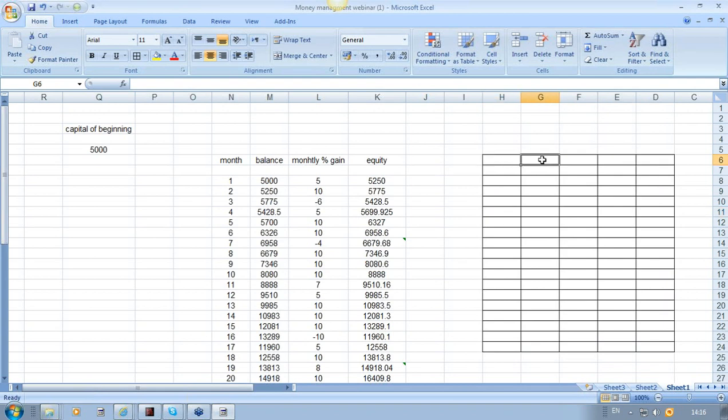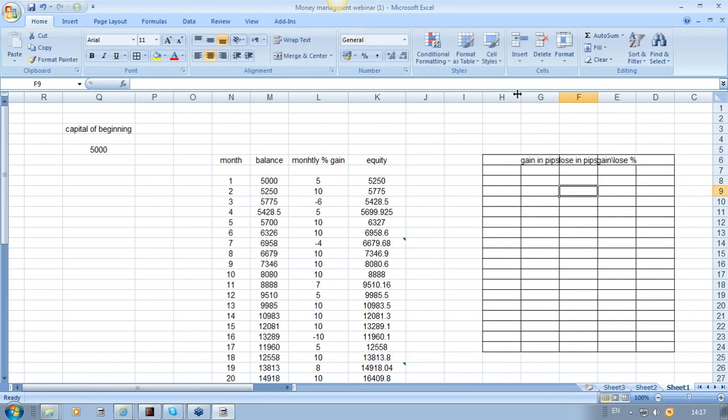Okay. This is plus pips. This is gain in pips. This is lose in pips. And that's gain, lose percent.